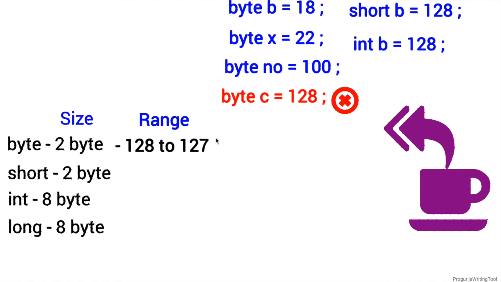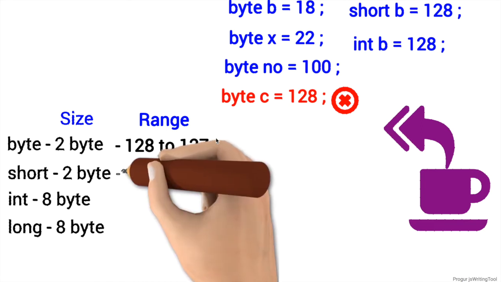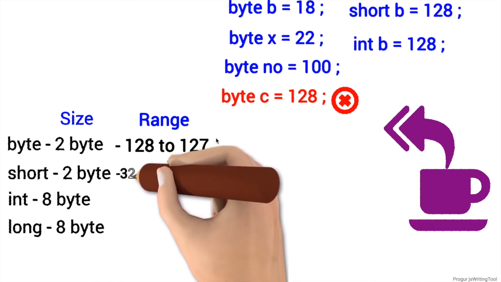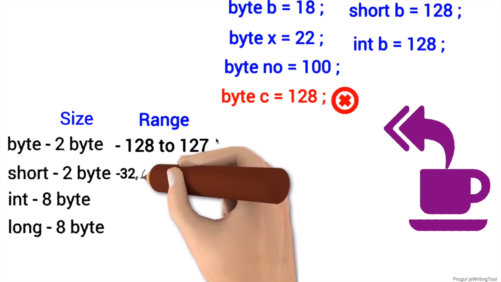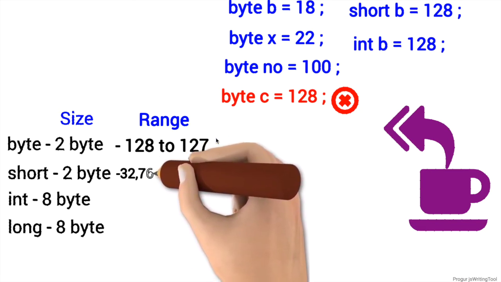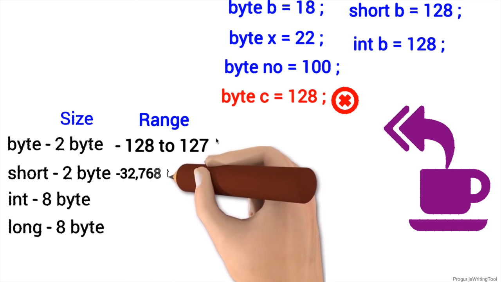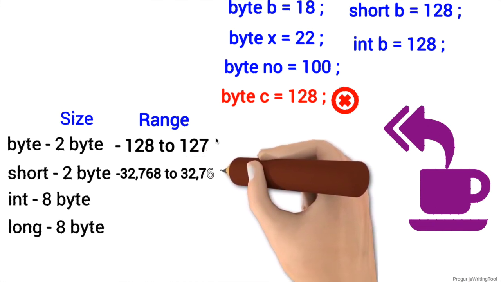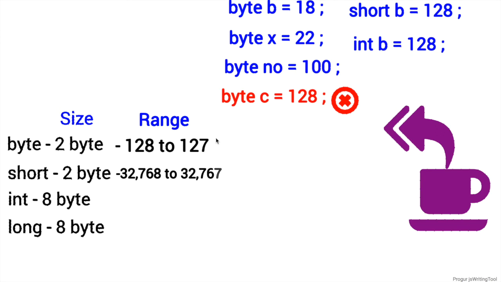Okay, so now you must be wondering, alright, but how can I figure out the range of short and int and long? Okay, so here you have a look. The range of the short is minus 32,768 to 32,767. Okay, so this is the range of short. So short can store a value within this range. Okay, as simple as that.